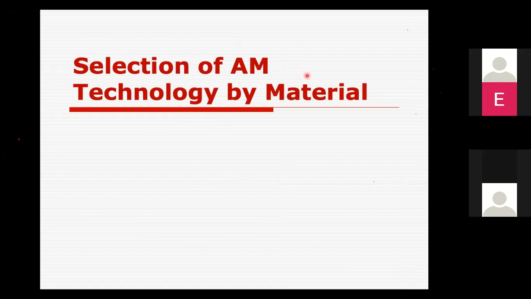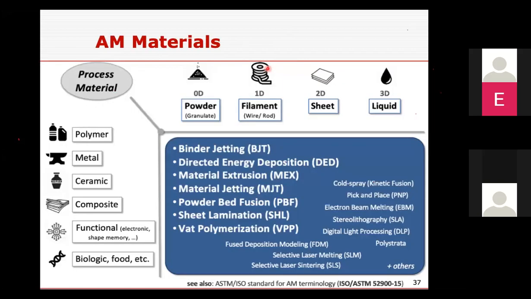Why by material? It means a single AM machine cannot take up all the materials. It may be material specific, so in that case, how do you select your material? You may have polymers, either thermoplastics or thermosets, that can be processed, or metals, metal alloys, ceramics, composites, functional materials or biological materials, which we can process.